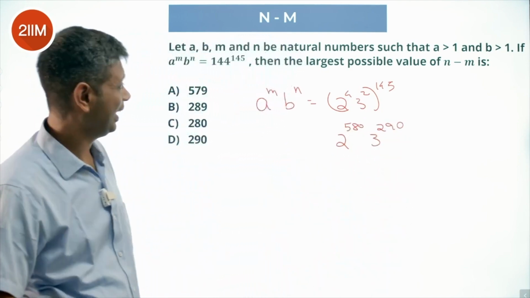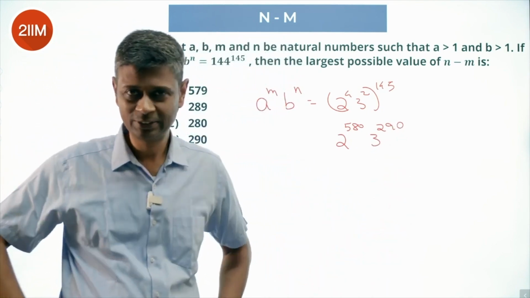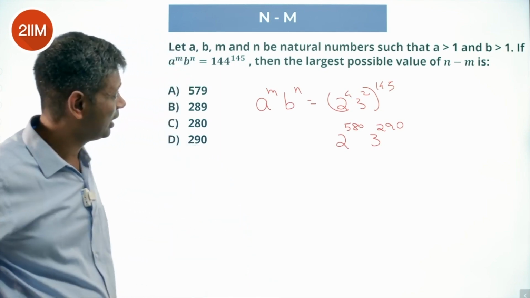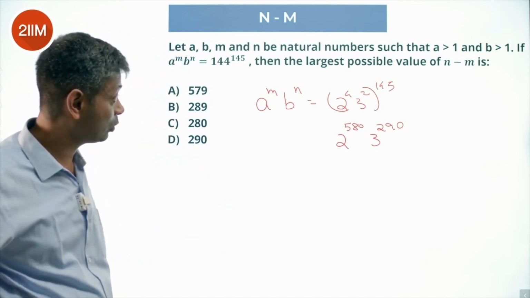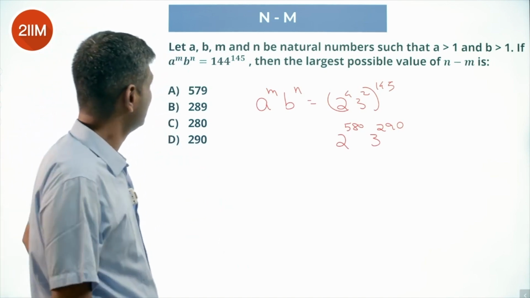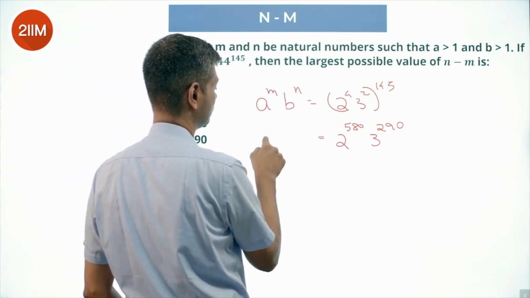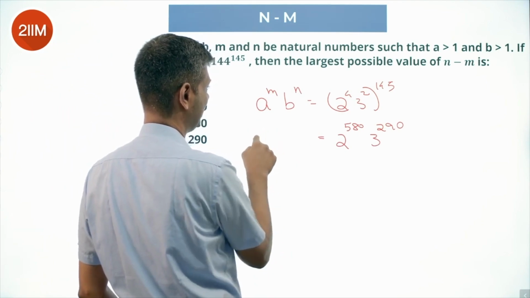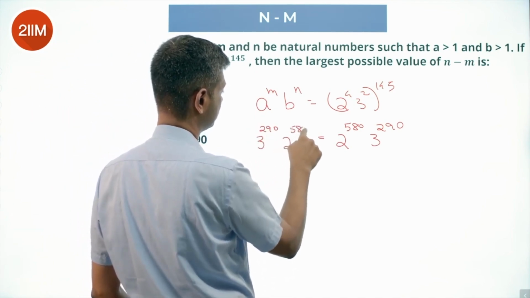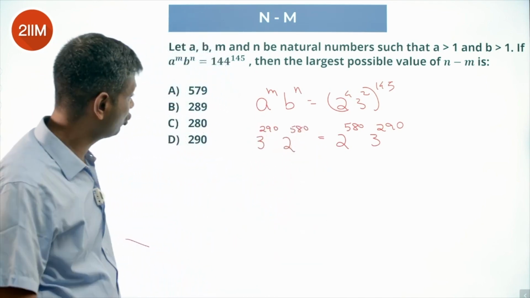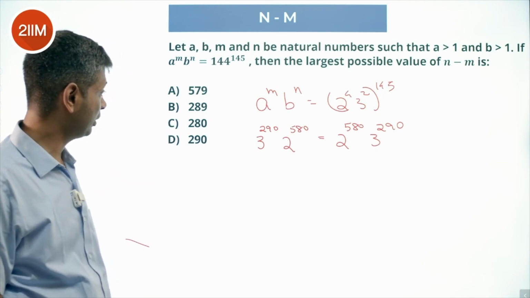First cut, I thought, hey, a should be 2, b should be 3, or b should be 2, a should be 3. And so that is a nice and simple question. Largest possible value of n minus m. Have n as high as possible, m as low as possible. We are through. So I can say a could be 3 power 290 and b 2 power 580. This works. n is 580, m is 290, n minus m is 580 minus 290, 290.